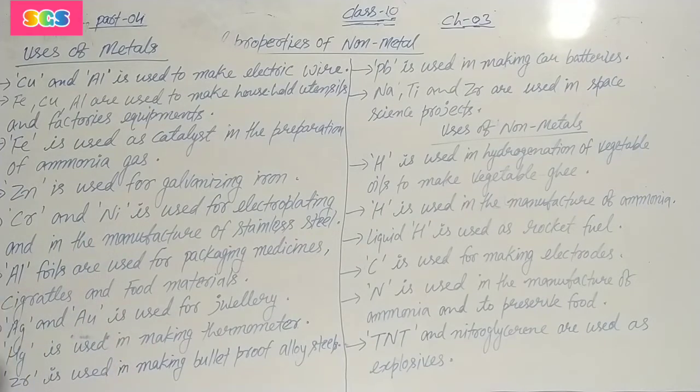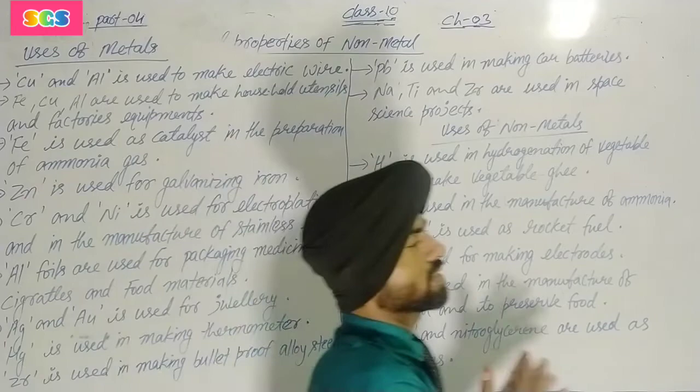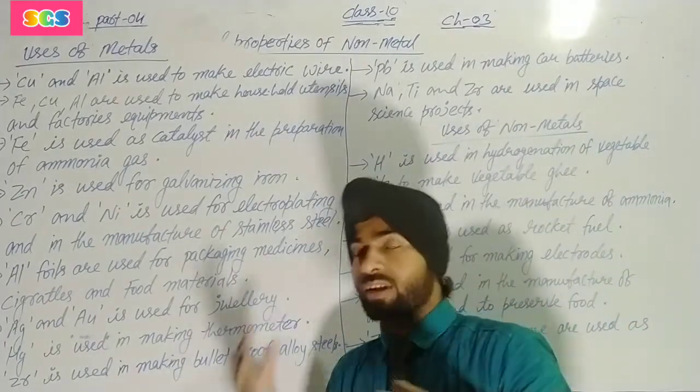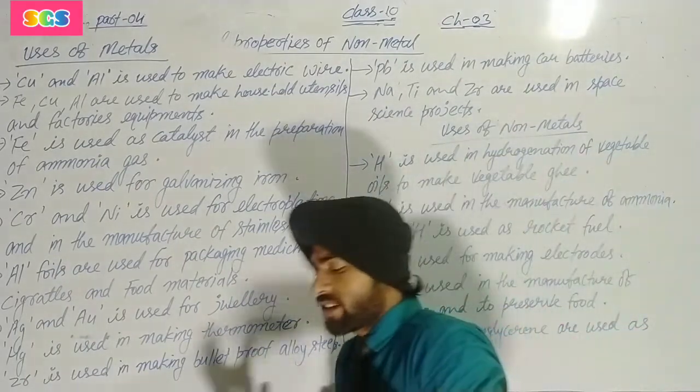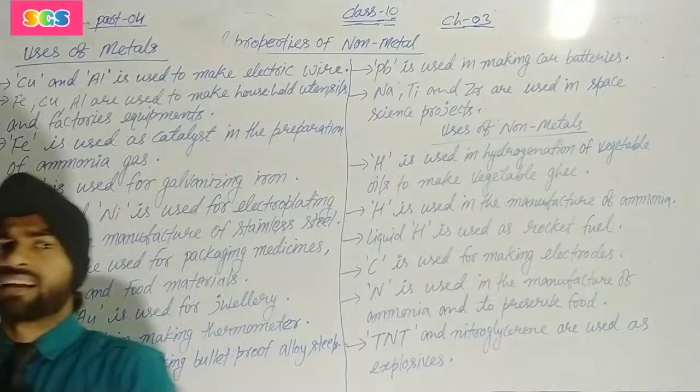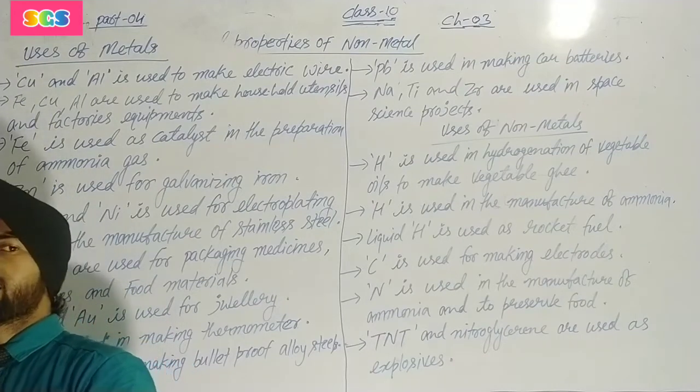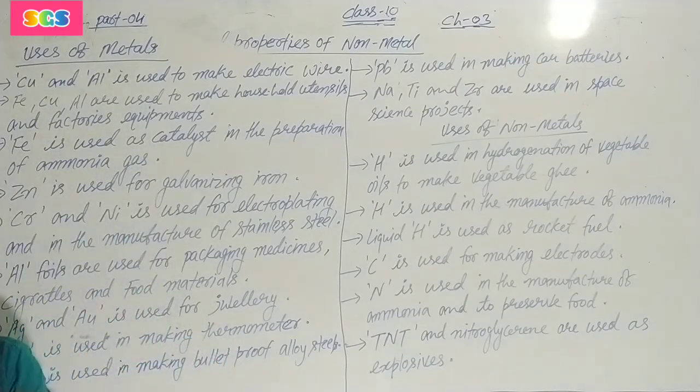Another use of metal is what? Zinc. Zinc is used for galvanization of iron. Galvanization, you should know, is the process of providing a layer of zinc over the iron. Why do we galvanize the iron? We galvanize the iron to protect it from rusting or corrosion, as we all know that zinc is more reactive, so it protects iron from getting oxidized.